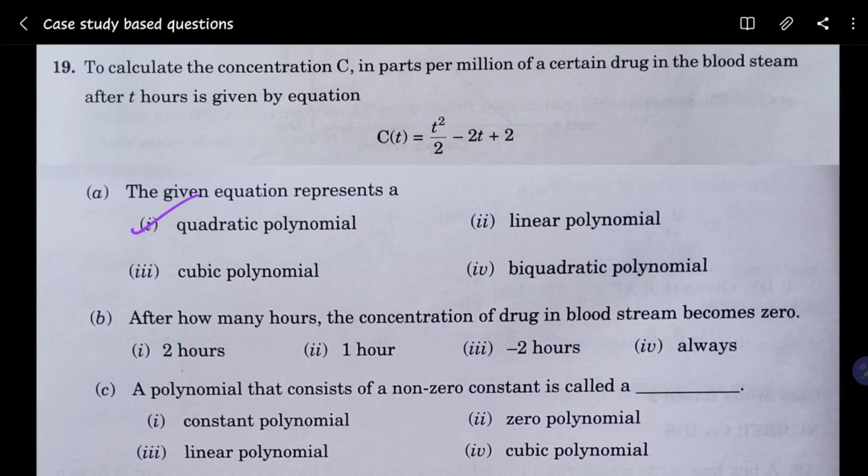After how many hours the concentration of drug in the bloodstream becomes 0? So the concentration C should be equal to 0. So let us make C equals to 0. Then we will get T square by 2 minus 2T plus 2 is also equal to 0. Then this is simply a quadratic equation.